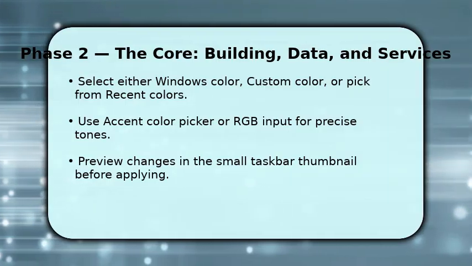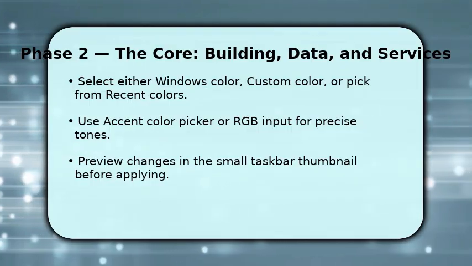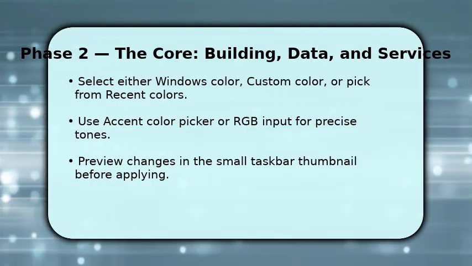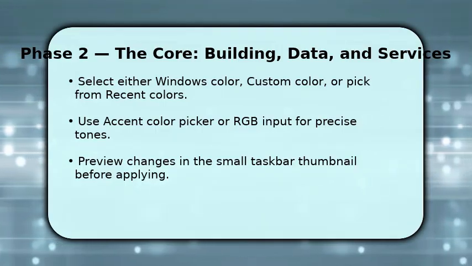Once you pick a color, check the preview in the Settings window. This gives a live snapshot of the taskbar and Start menu. If you want a subtle look, lower saturation or pick a darker shade. This helps icons remain readable.